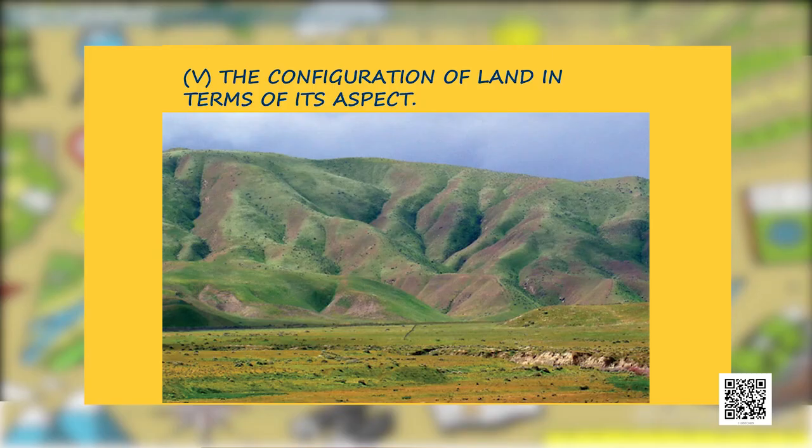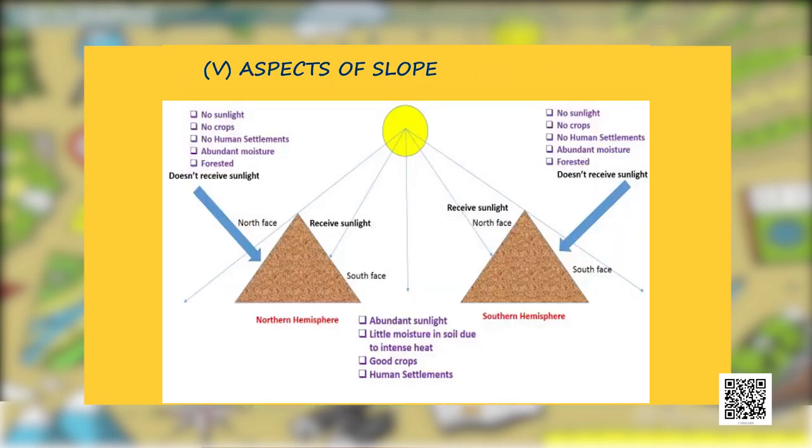Next point, the configuration of land in terms of its aspect. Aspect can have a strong influence on temperature. This is because of the angle of the sun in the northern and southern hemispheres, which is less than 90 degrees or directly overhead. In the northern hemisphere, the north side of slopes is often shaded, while the southern side receives more solar radiation for a given surface area.